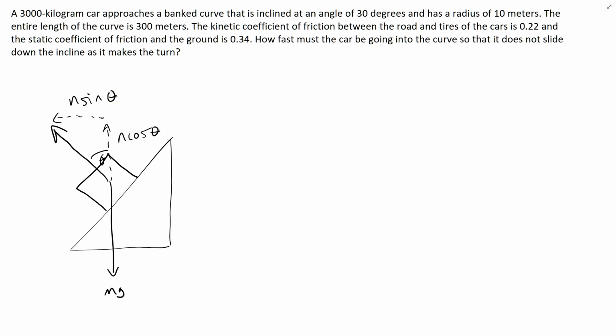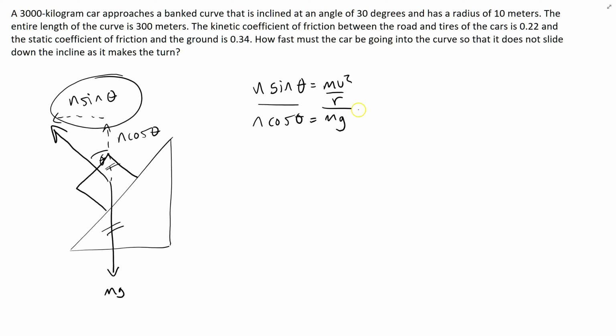Hopefully you drew that free body diagram. If you didn't and you just copied equations, the likelihood of you getting questions right is pretty low, so you should stop. Now, n sine theta is equal to mv squared over r, right? Because it is our centripetal force. N cosine theta is balanced by the weight. So we've got n cosine theta equals mg.